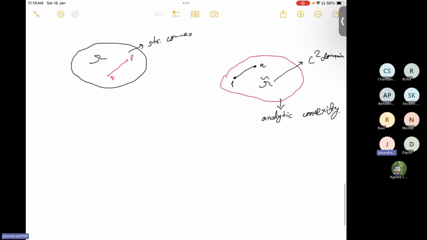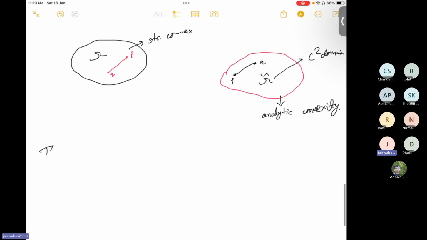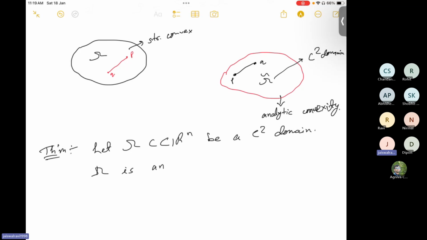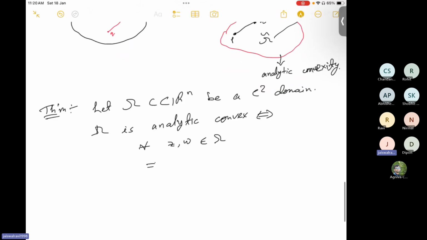So let me write the statement of the theorem. The theorem basically says: let omega be a compactly contained subset of Rn, a C2 domain. Then omega is analytic convex if and only if for each z comma w in the domain, tz plus 1 minus tw is in omega.